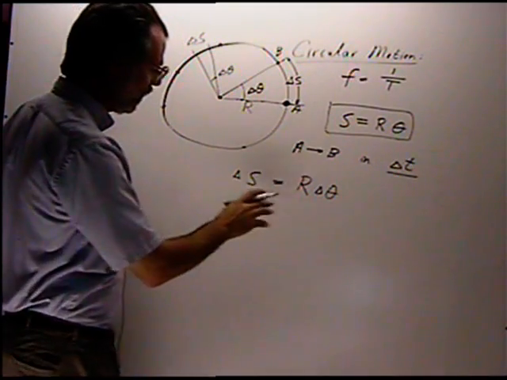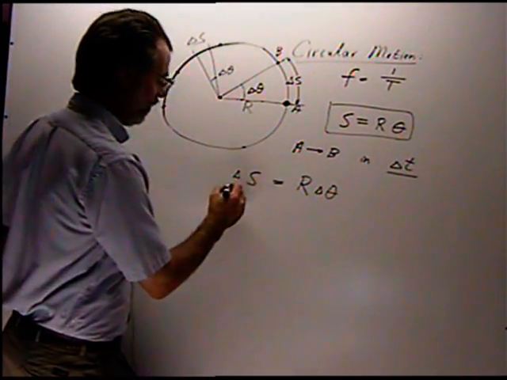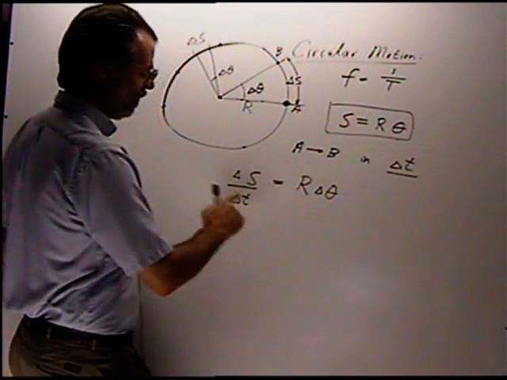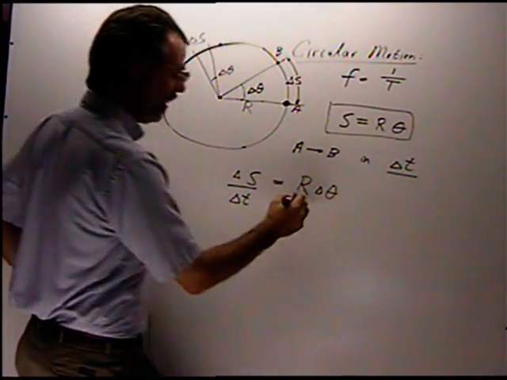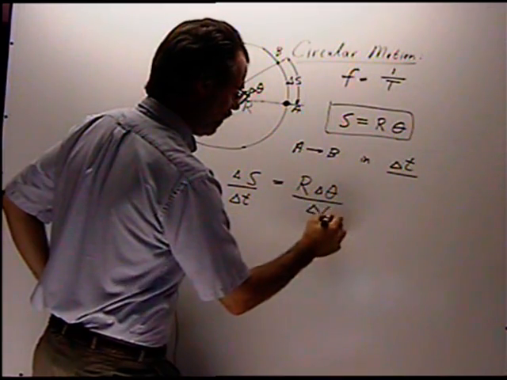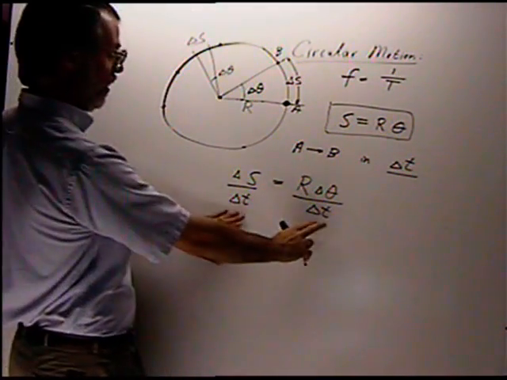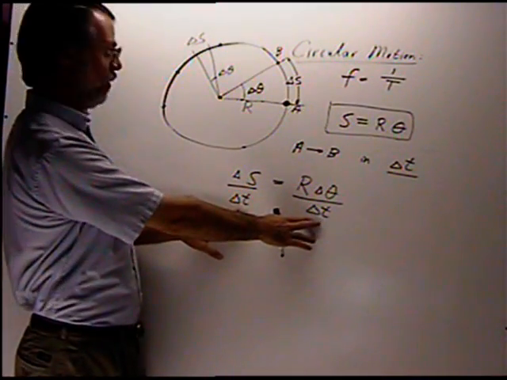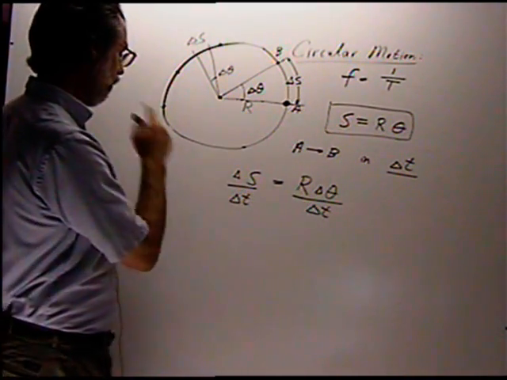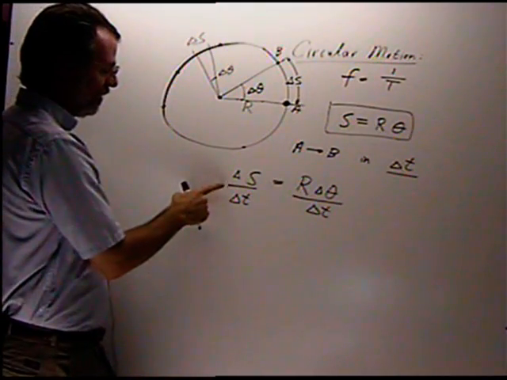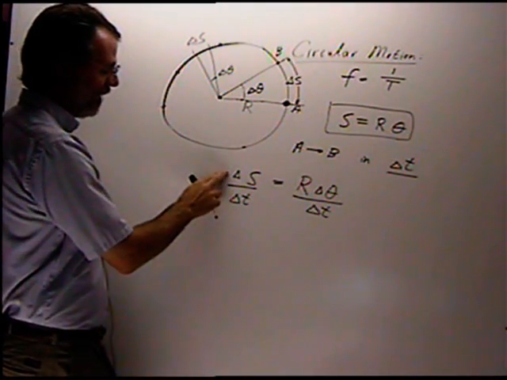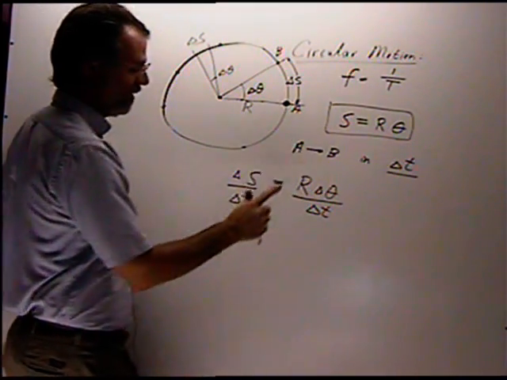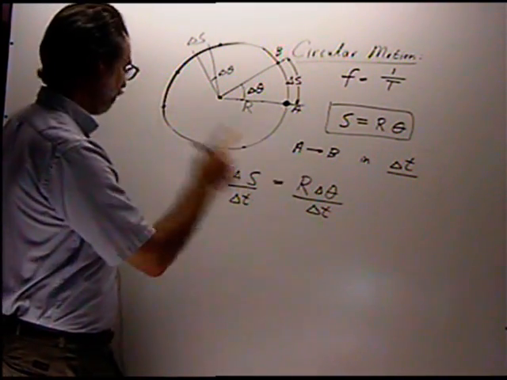So, now, I'm going to take this delta S and divide it by delta T. If I divide the left-hand side by delta T, I have to divide the right-hand side by delta T, because this is an equation, and I have to do the same thing to both sides. So all I'm doing is dividing the left-hand side of the equation by delta T, then dividing the right-hand side of the equation by delta T.